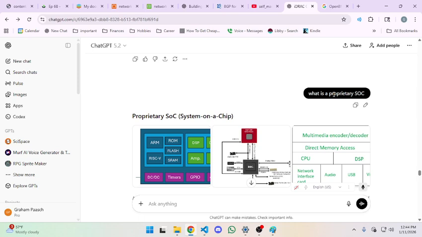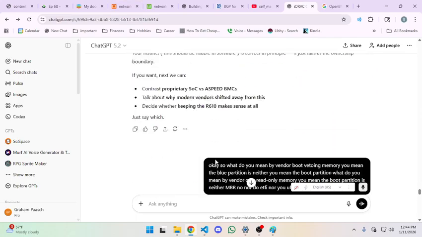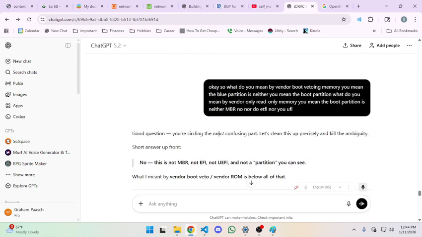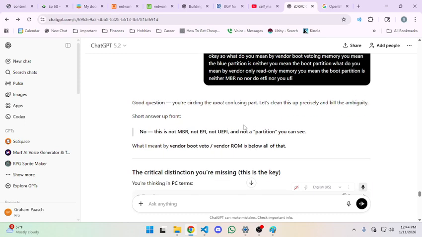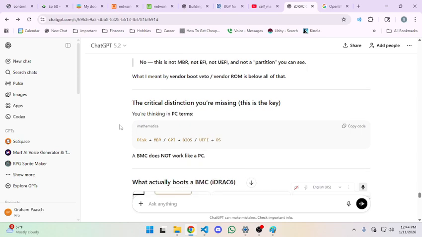So, oh, system on a chip. Okay. So yeah, everything is proprietary. Like every little thing is proprietary. It doesn't have a master boot record. It doesn't have UEFI. They just made it all up and they haven't released how to modify it at all. It's not like a PC.